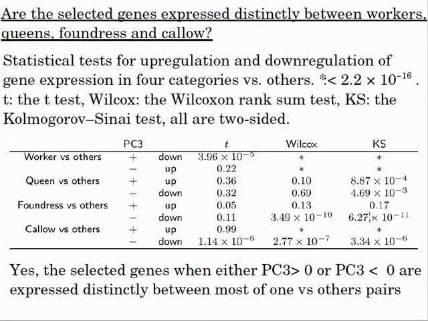But for almost all cases, at least one statistical test can identify the distinction between one class and others. Thus, we have successfully identified genes whose expression is distinct between most of one of the classes and others.